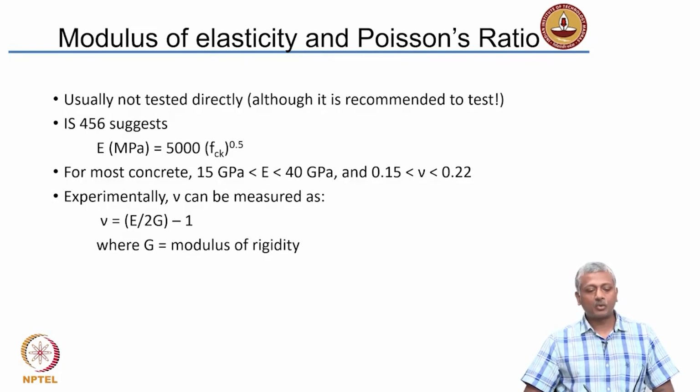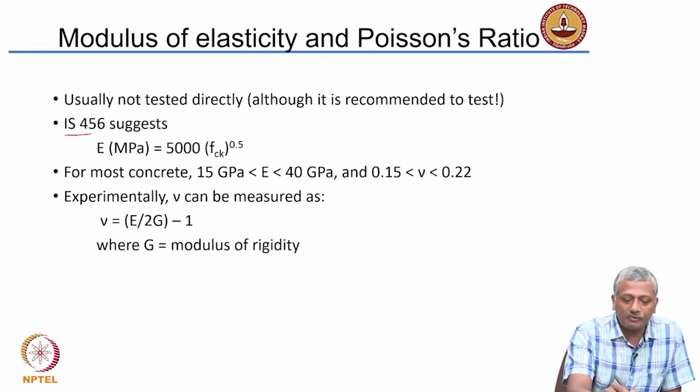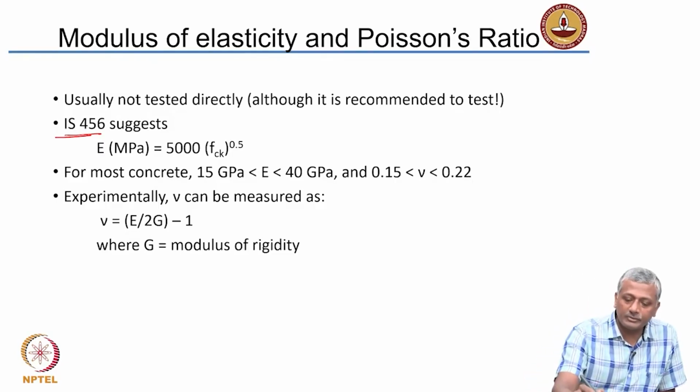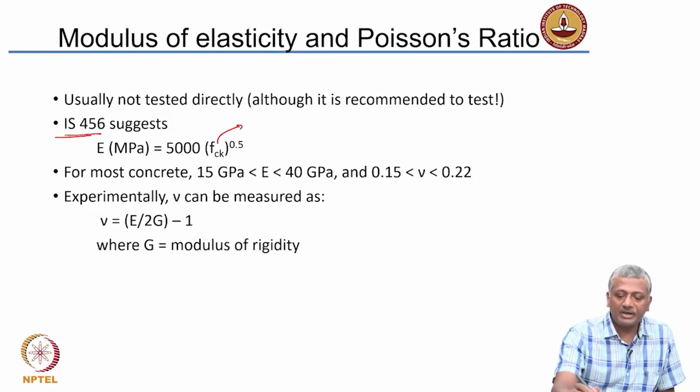Nevertheless, in most cases what we do is we use code prescribed relationships that link the modulus to the compressive strength. So, as per IS 456, which is the code for plain and reinforced concrete construction, your modulus E in megapascals is given as 5000 times square root of fck, where fck is the characteristic compressive strength.